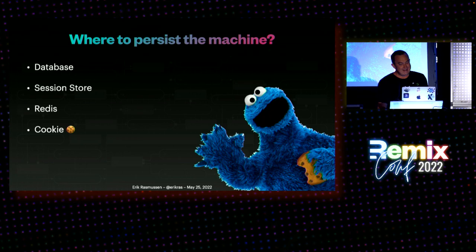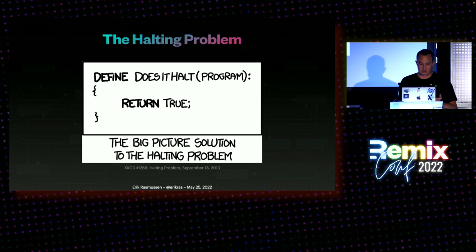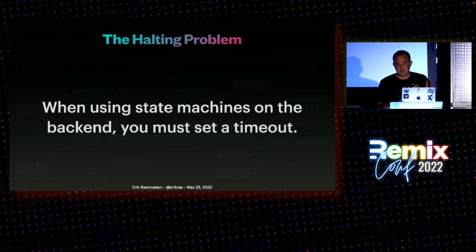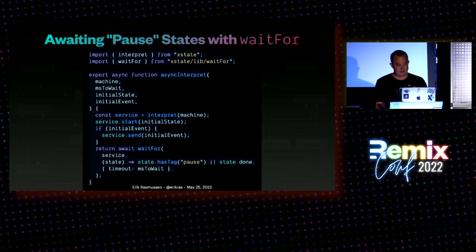So, we have a problem. In computer science, there's this thing called the halting problem. And that states that it's impossible to know if a computer program is ever going to return anything. It might just be taking a long time, or it might be in an infinite loop and is never going to return. So what if we never get to a pause state in our machine? Well, when you're doing state machines on the back end, you absolutely must set some sort of a timeout, where if it isn't returning, you need to cut it off and get back to the user and tell them that something went wrong.